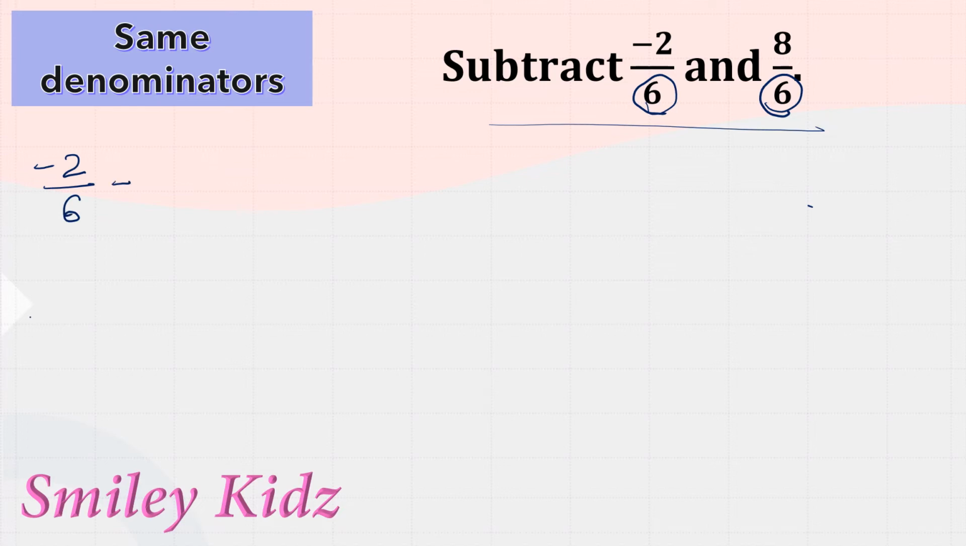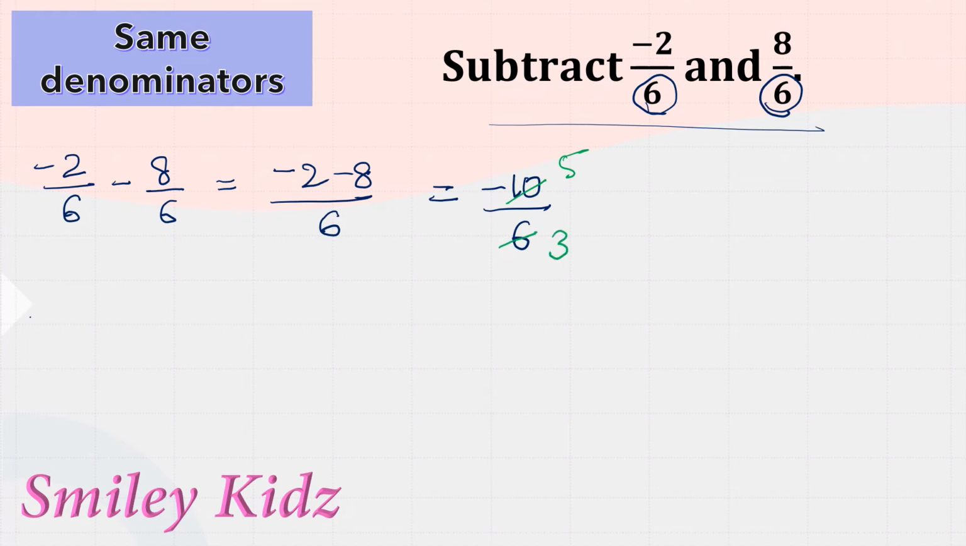Minus 2 by 6 minus 8 by 6, which is equal to minus 2 minus 8 by 6. Minus 2 minus 8 will be equal to minus 10 by 6. We can simplify this rational number. 2 times 5, 2 times 3, which is equal to minus 5 by 3. Therefore, when we subtract minus 2 by 6 and 8 by 6, we get the solution as minus 5 by 3.